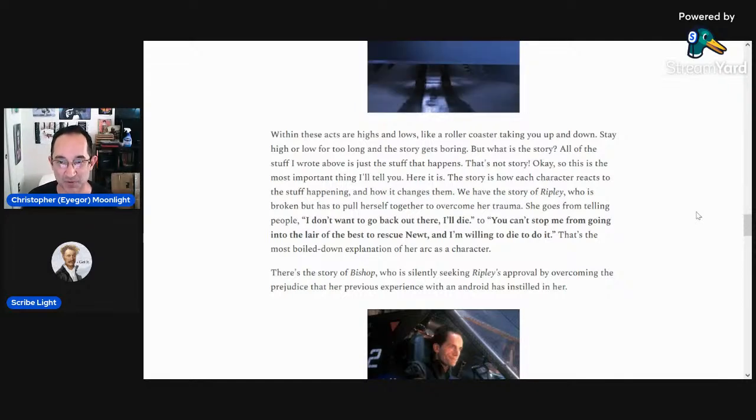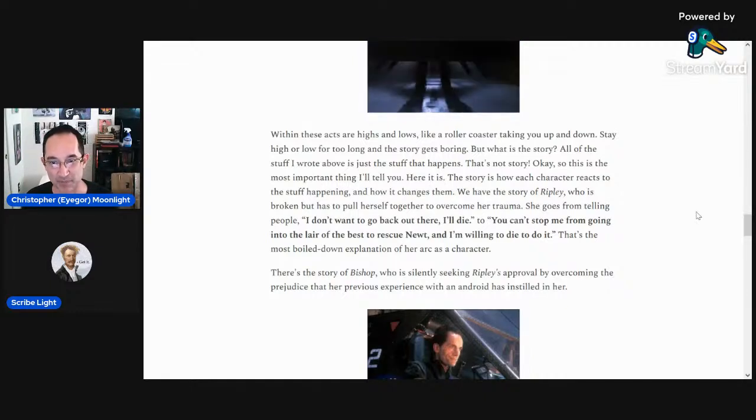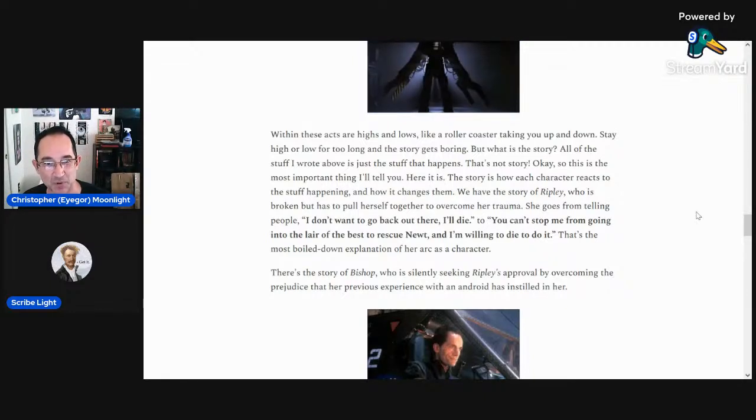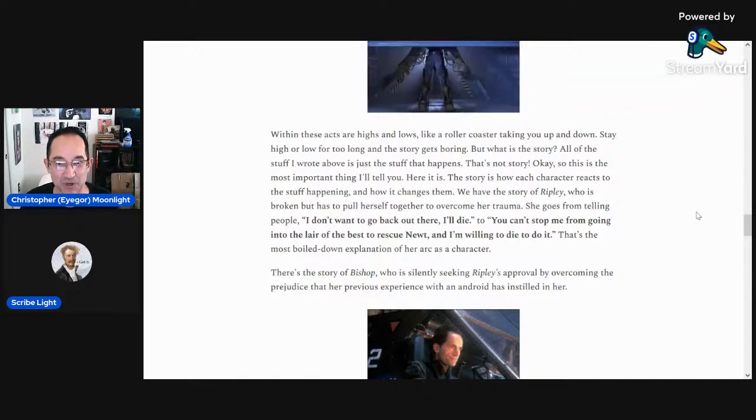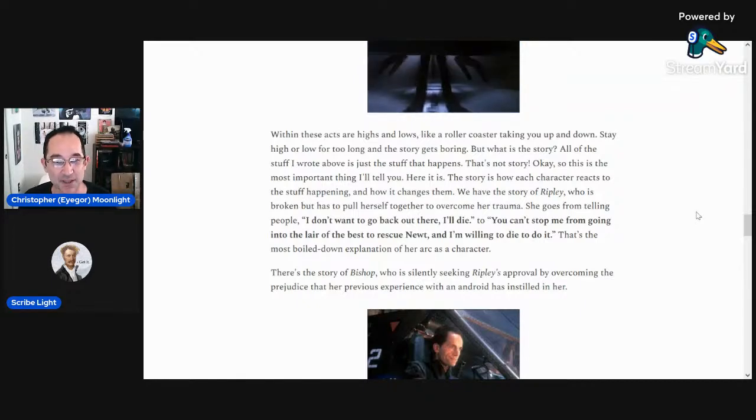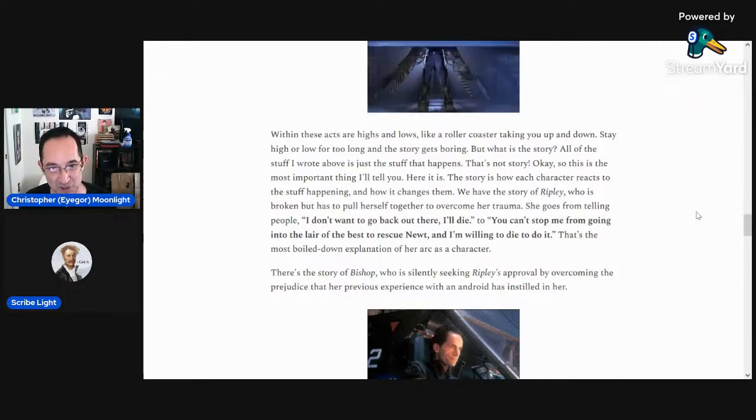We have the story of Ripley, who is broken, but has to pull herself together to overcome her trauma. She goes from telling people, I don't want to go back out there, I'll die, to you can't stop me from going into the lair of the beast to rescue Newt, and I'm willing to die to do it. That's the most boiled down explanation of her arc as a character.